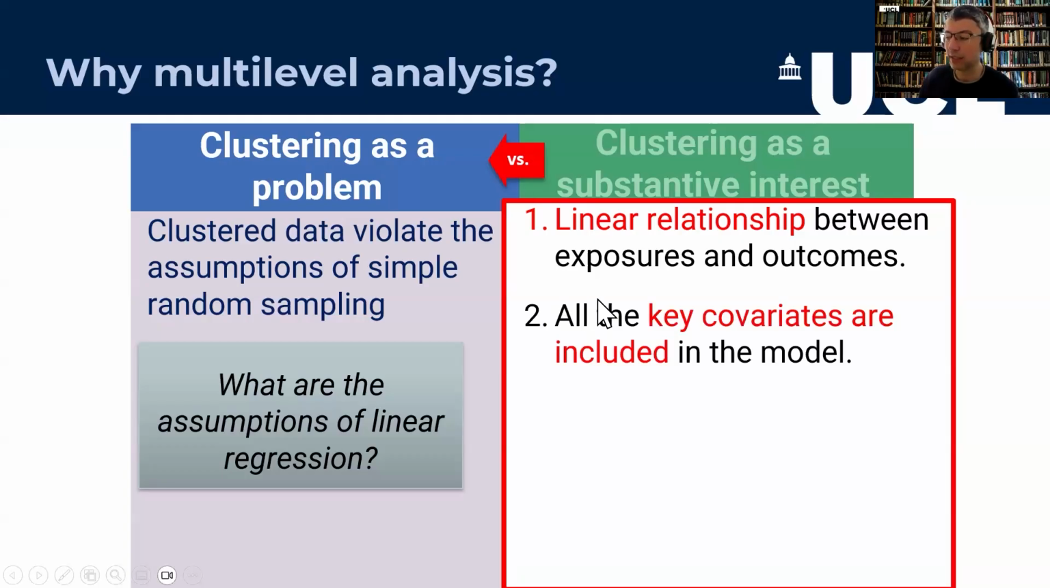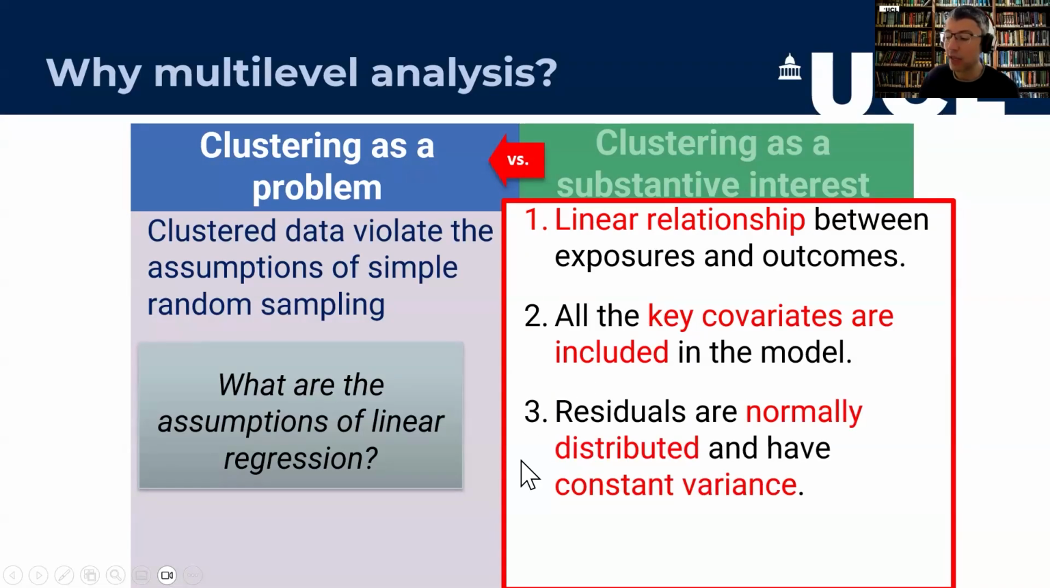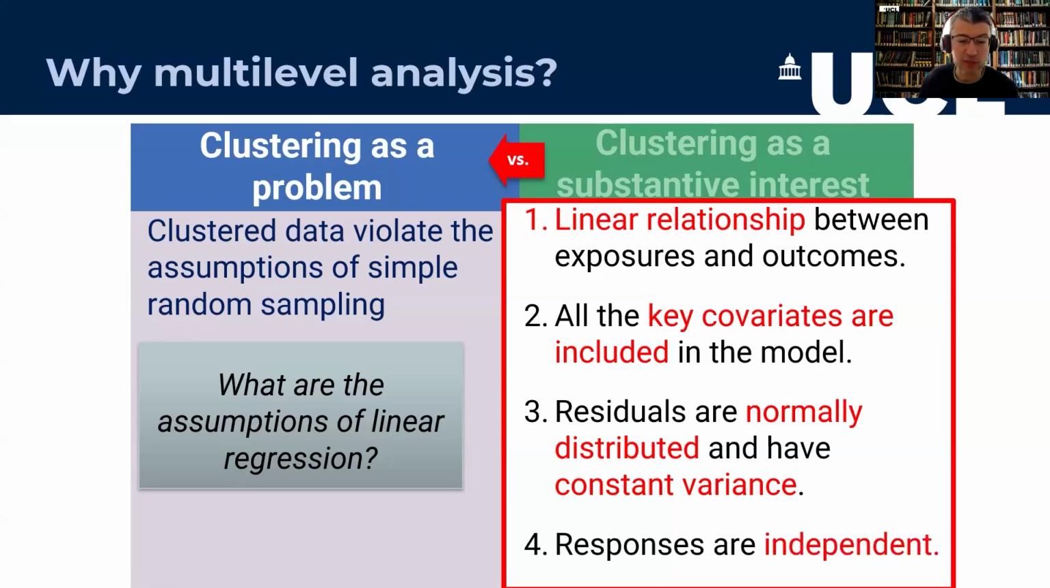Then we should include all the key covariates and make sure that we are accounting for potential covariates in the model. Then we also usually have to check the residuals of these models and make sure that these are normally distributed and ideally have homoscedasticity, so constant variance. But one of the assumptions is also that these responses should be independent of each other.